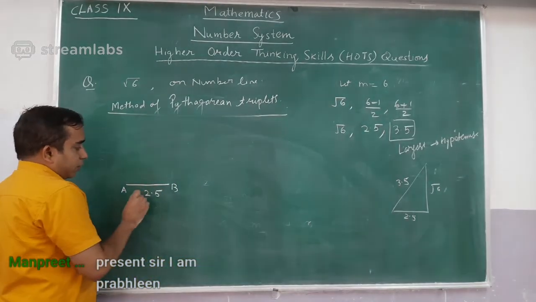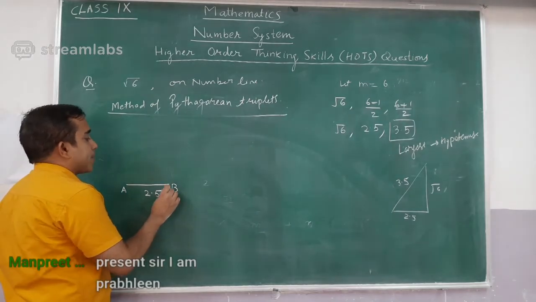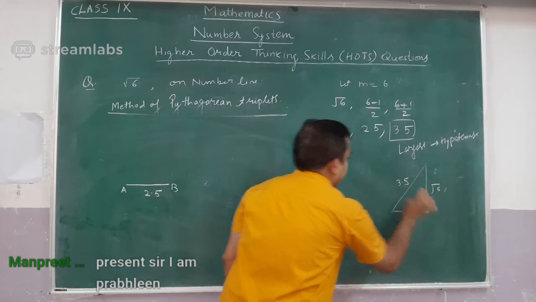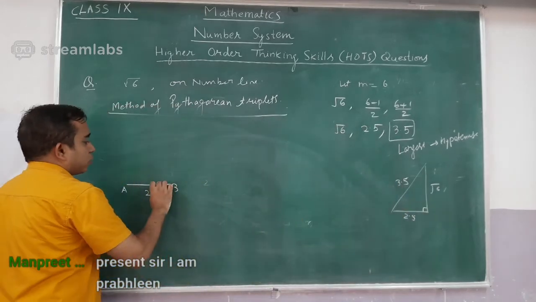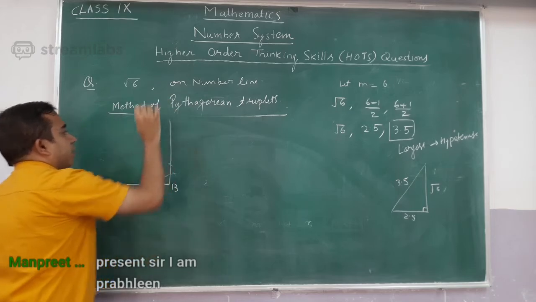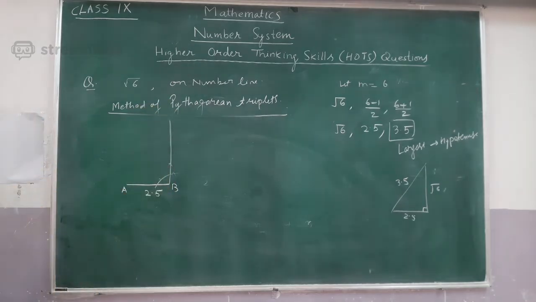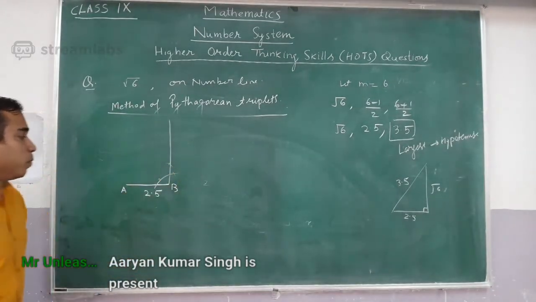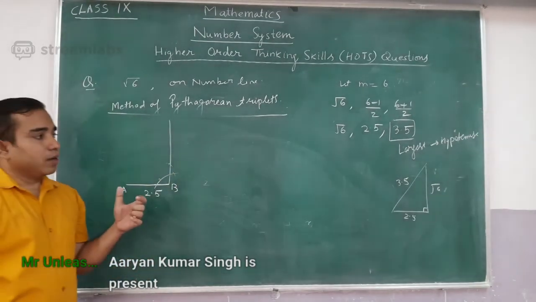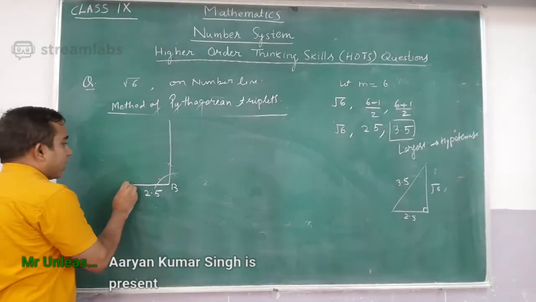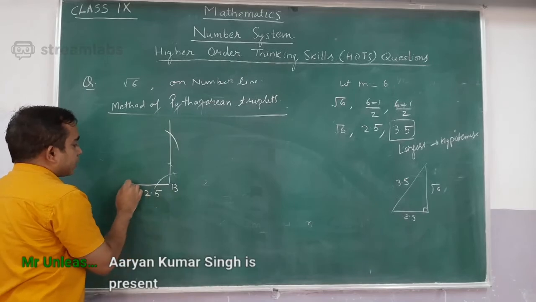So 2.5 as a base you draw. Then what you do? Make a right angle. Right? This will be right angle, 90 degree. You know well how to draw a right angle. Right? Now root 6 we have to find. So leave it now. Now what you do? Fix the 3.5 unit distance in your compass and make one arc. The arc will cut like this.